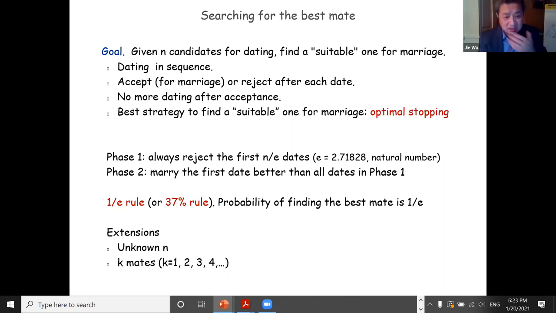And there are lots of extensions. For example, what happens if N is unknown? That's much harder. And what happens if you want multiple mates? Or say a professor wants to recruit students, interview students or recruit staff. You don't want to hire just one, you want to hire four. So what's the best strategy? You want to get the best average value, right? Like the top four. So you see, this is an interesting problem.